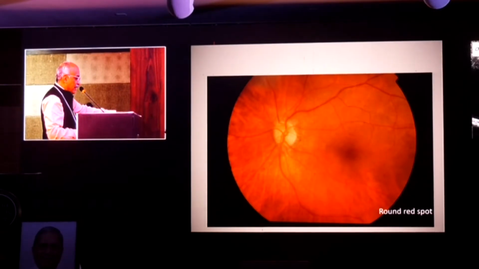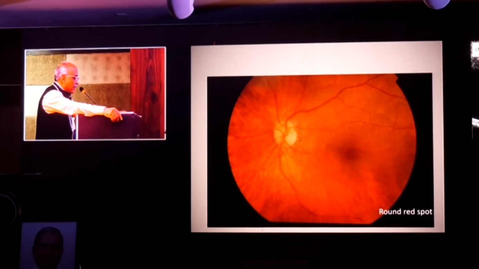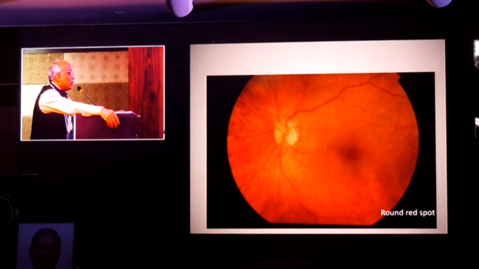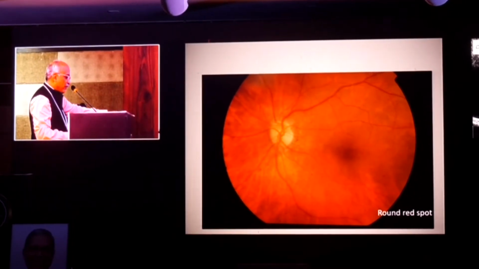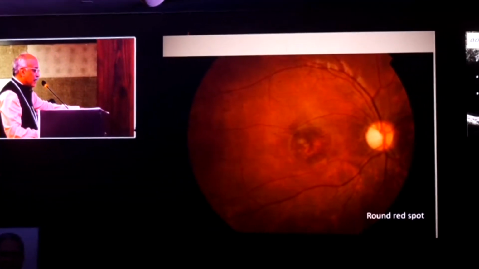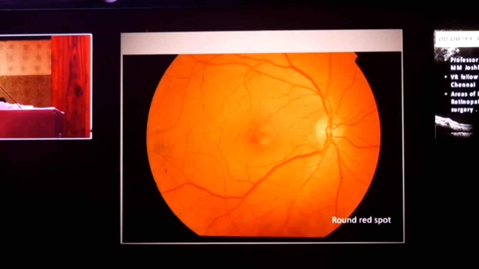But in the pre-OCT era, we would pass off without a definitive diagnosis, because the common clinical finding would be a round red spot, and this is what we were told to describe these lesions by our professors in medical college during our residency. And these are the examples of the round red spots that I was alluding to.